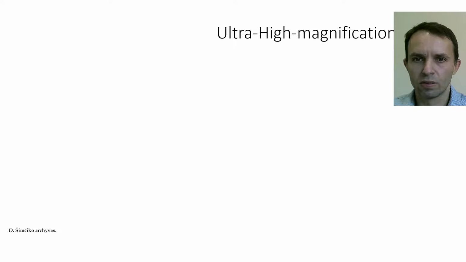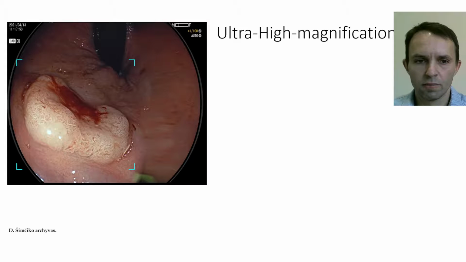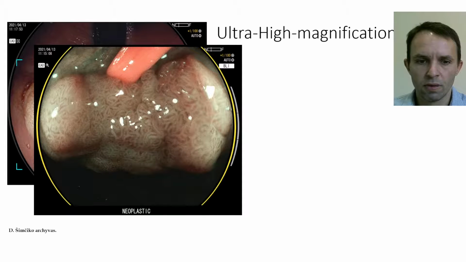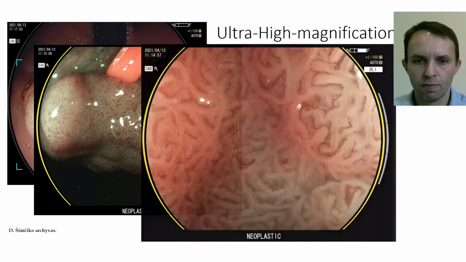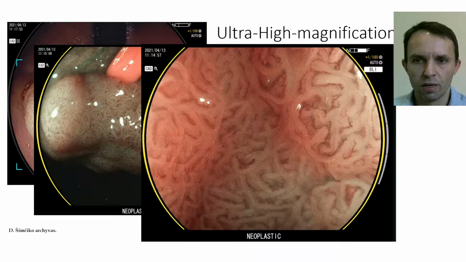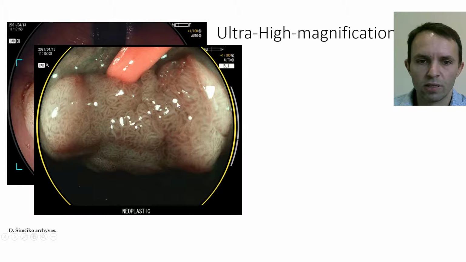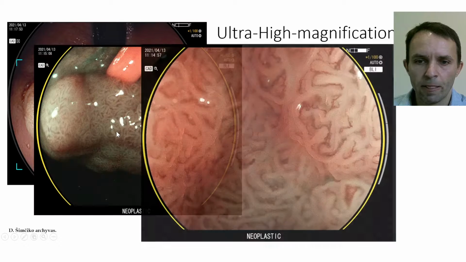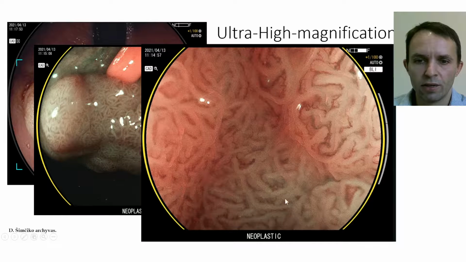We have also tried ultra high magnification. This is a high definition picture, BLI view, and ultra high magnification picture. If the endoscopist, for example, suspects cancer, early cancer in a polyp, he can magnify that area and see the image like under the microscope.